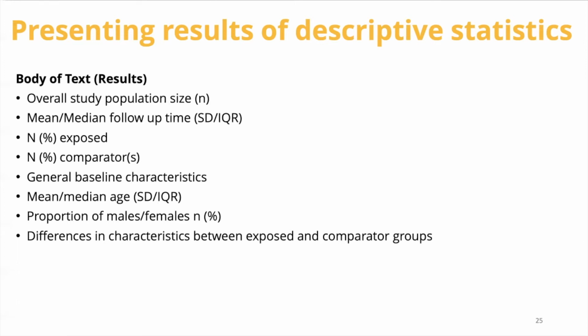You're going to describe the number of people and the percent of people who are exposed, the number and percent of people who are in the comparator group, and general baseline characteristics, which I'll show. So things like median and mean age, the proportion of males and females, etc. And then you're going to comment on the differences in characteristics between your exposed and your comparator groups.